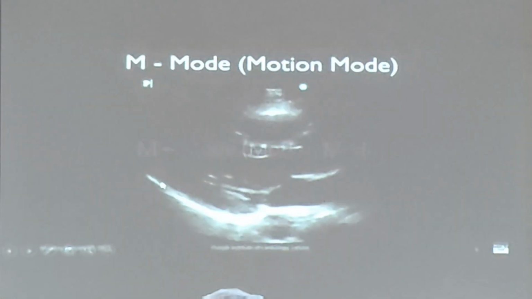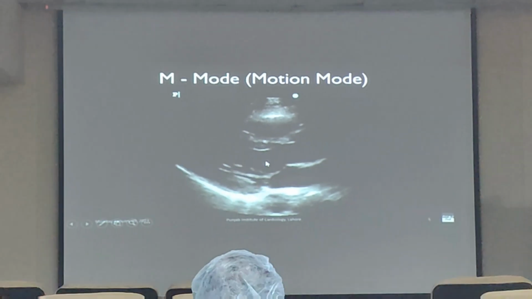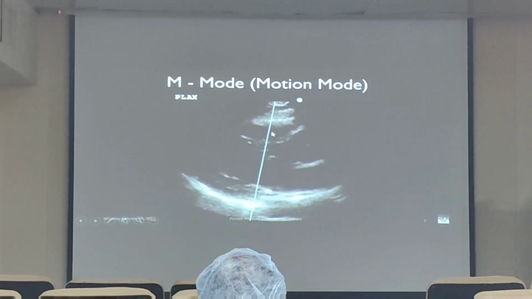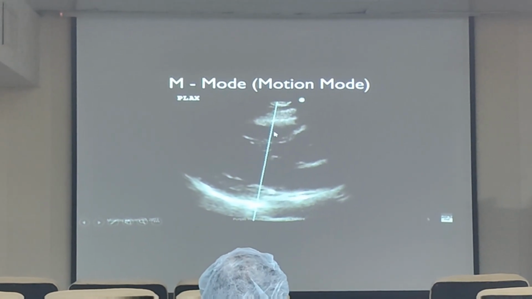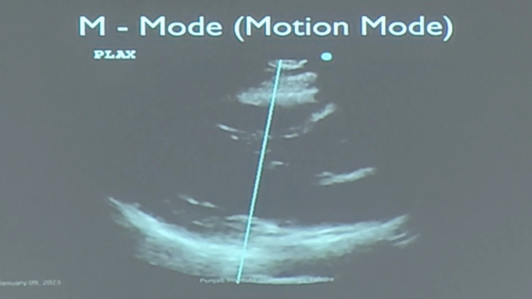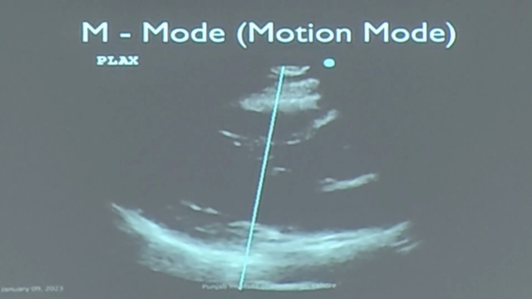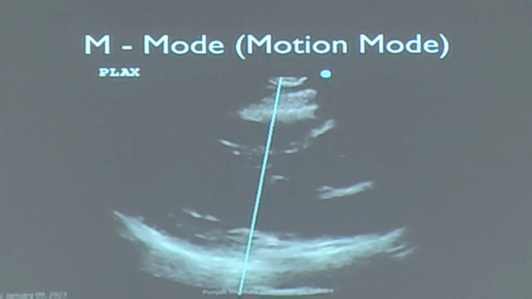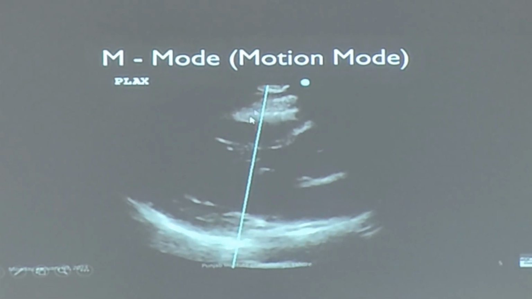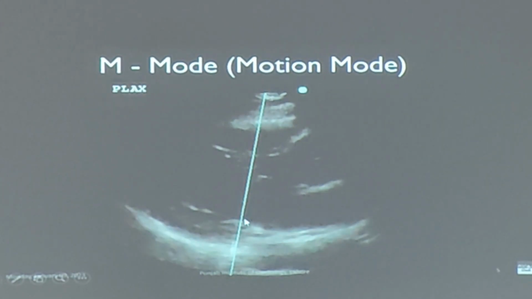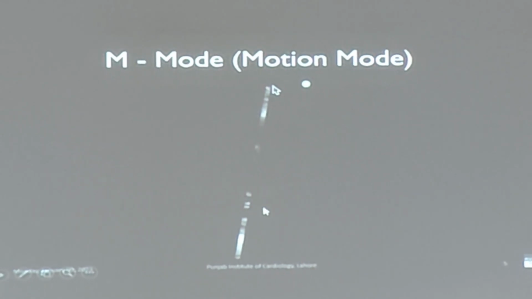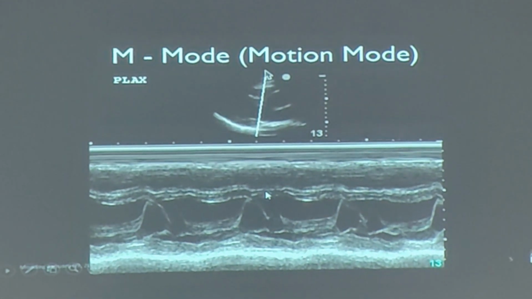So M mode, as I mentioned earlier, tells us the amount and the velocity of structures which are moving very fast, where we are unable to see how far these structures are moving in the heart. So we just put M mode across the leaflets, for example, and we are looking at just this straight line, and it will give us this picture.